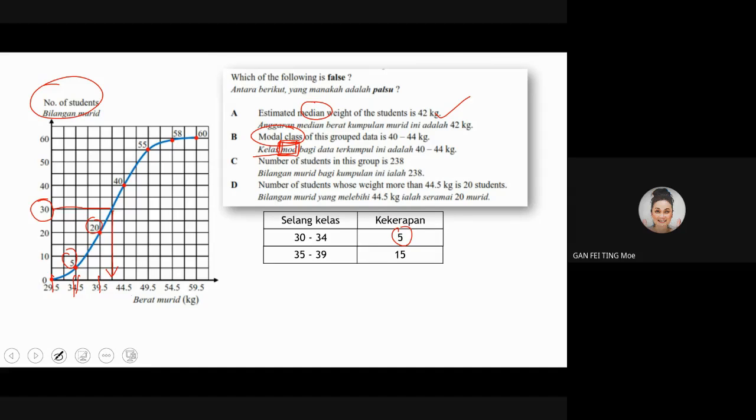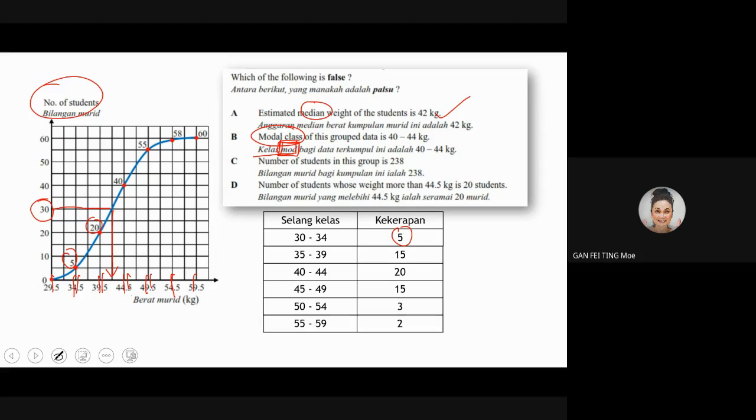Then I continue. It's a repetition, ulangan sahaja, it keeps on repeating. Then fill up the data. Okay, you get all this. And the total here, you should get 60, because that will be the total number of students in your survey.